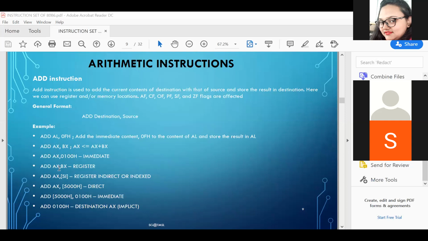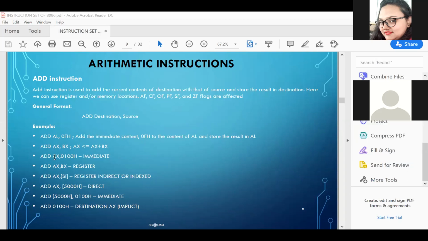ADD AX comma BX can be written also. The meaning of this instruction is addition of the content of BX with the content of AX, and the result must be stored inside AX. Okay. Now in spite of AX in the destination, you can use BX or CX, any register. Like if it is written ADD BX comma CX, what does it mean? The content of CX must be added to the content of BX, and the result must be stored inside BX.